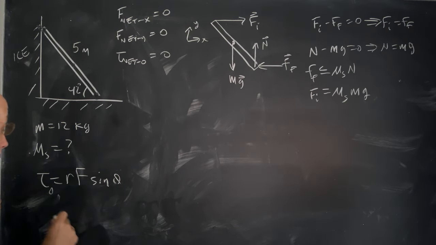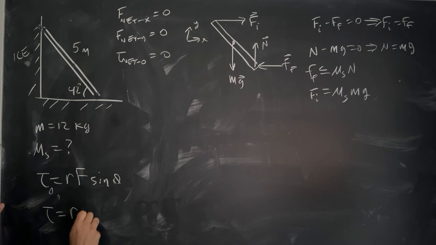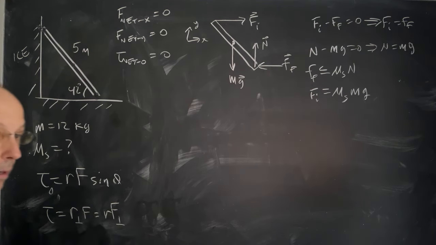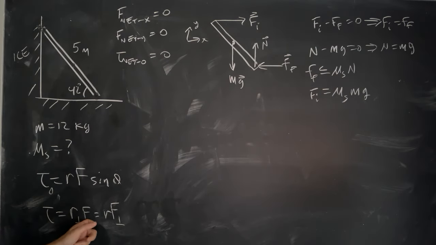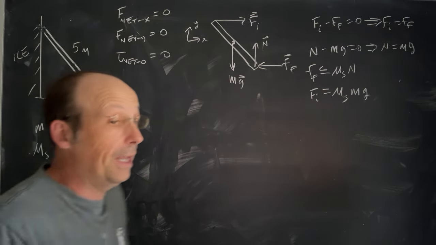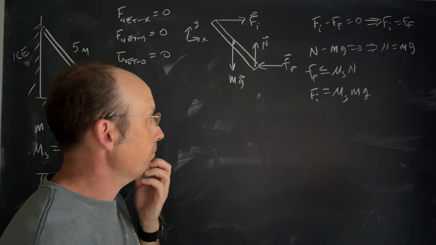Now, we have an alternative version of this torque. I can write this as R perpendicular F or R F perpendicular. Those two are the same thing. So this says the torque arm that's perpendicular to the force, or the component of the force that is perpendicular to the torque arm. And both those are very useful.